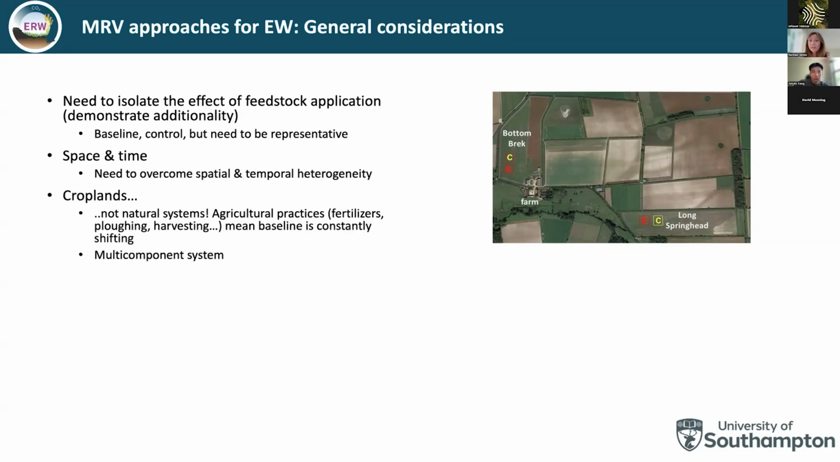And the other thing is, I come from a background of looking at natural weathering processes. And what I would say about croplands is they are not remotely natural. There's an awful lot of agricultural practices that go on. They add fertilizers, they plow, they grow plants, they harvest those plants. And that means that the baseline is effectively always shifting, and we need to be able to account for that.